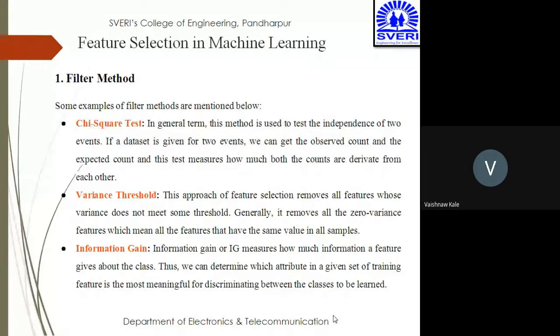This approach of feature selection removes all the features whose variance does not meet some threshold. Obviously, we will set a threshold, and if your feature does not reach that threshold, it will remove it. That is, removing those features whose variance does not match the threshold. Generally, it removes all zero variance features, which means all the features that have the same value in all the samples.